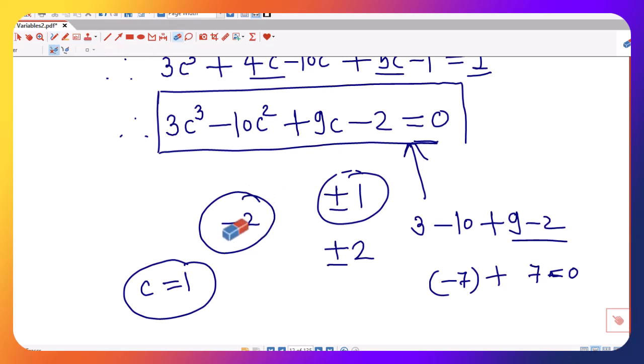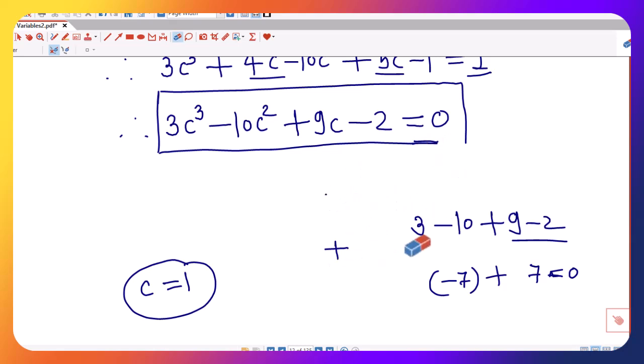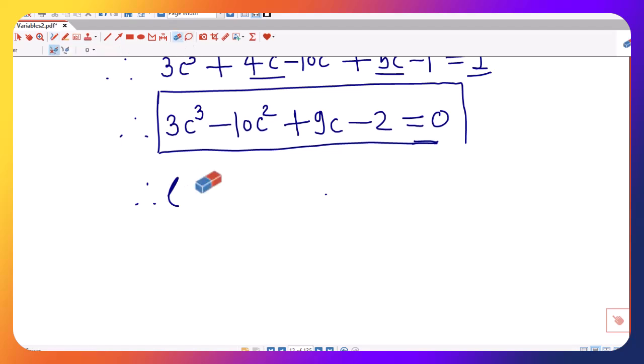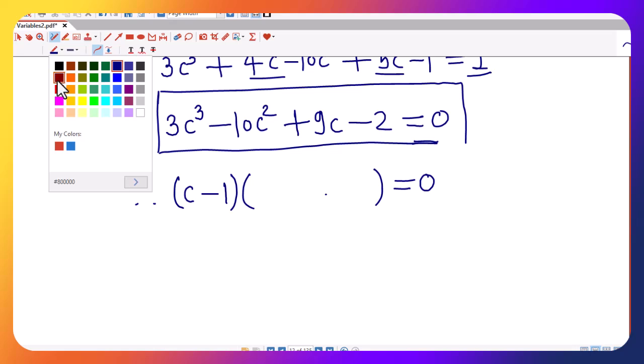Therefore, one factor of the left hand side is c minus 1, and we can find the other two values of c using synthetic division. So first I am rewriting this: the left hand side can be written as c minus 1 times, and here I write c minus 1 because c equal to 1 satisfies this equation, and in the product I have to write a second degree polynomial in c, and to find that polynomial we have to use synthetic division.